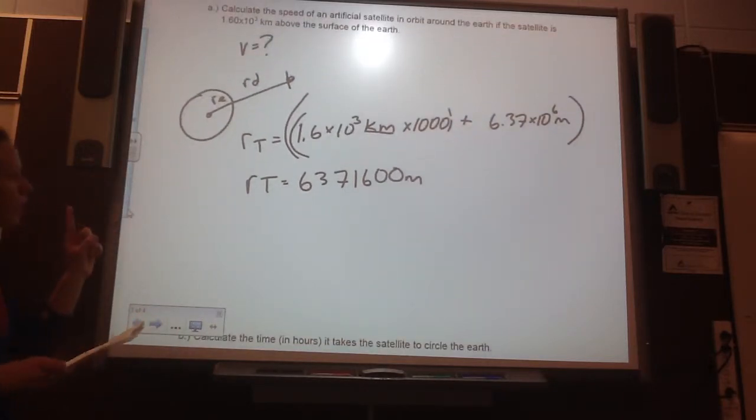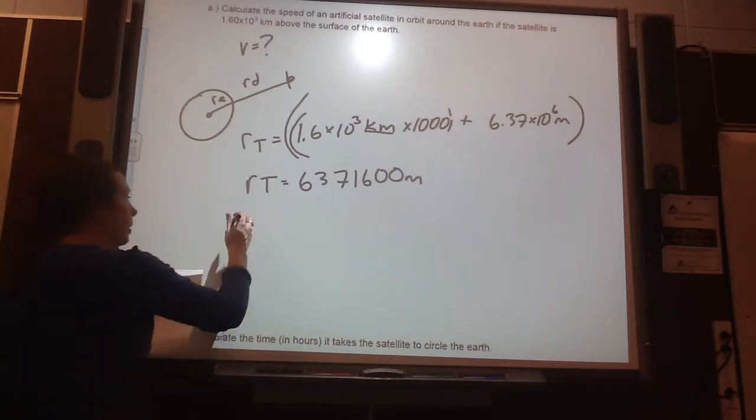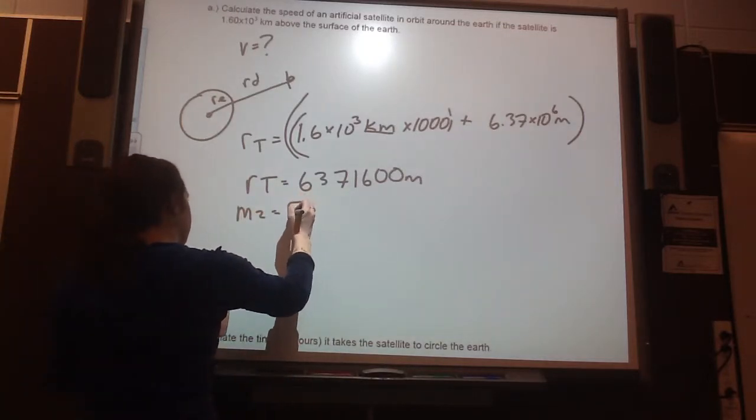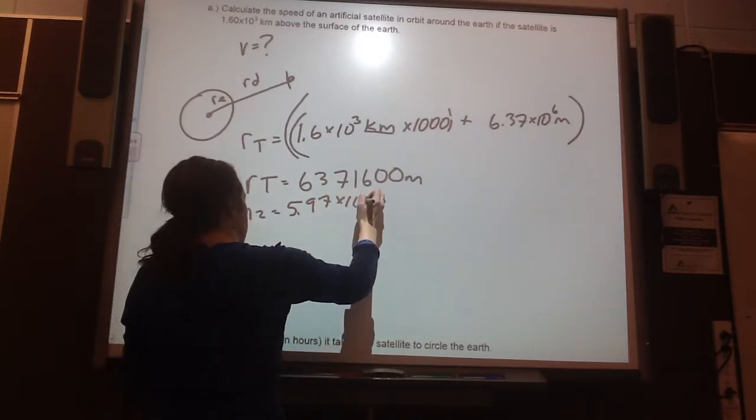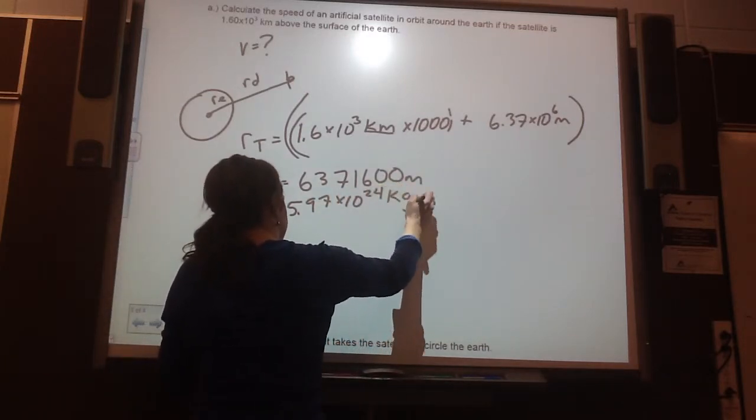Now also we know mass 2. We know M2 is equal to 5.97 times 10 to the 24 kilograms.